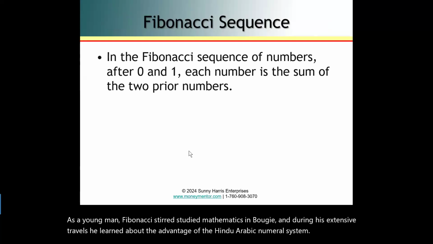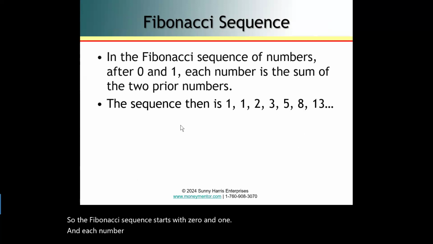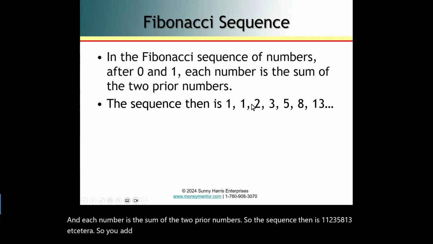So the Fibonacci sequence starts with 0 and 1, and each number is the sum of the two prior numbers. So the sequence then is 1, 1, 2, 3, 5, 8, 13, etc. So you add these two numbers together to come up with 2, these two numbers together to come up with 3, these two to get 8, and so on.